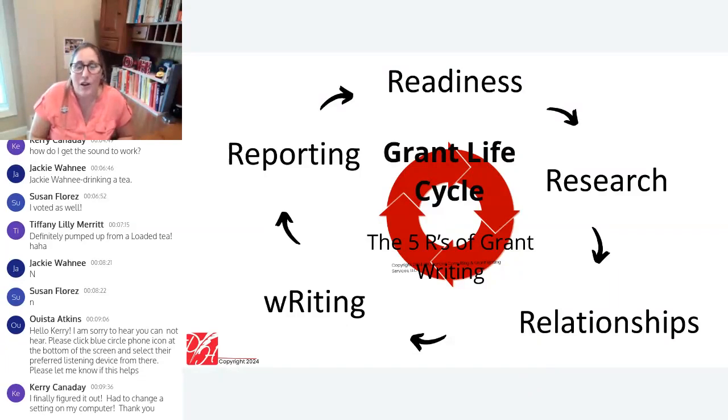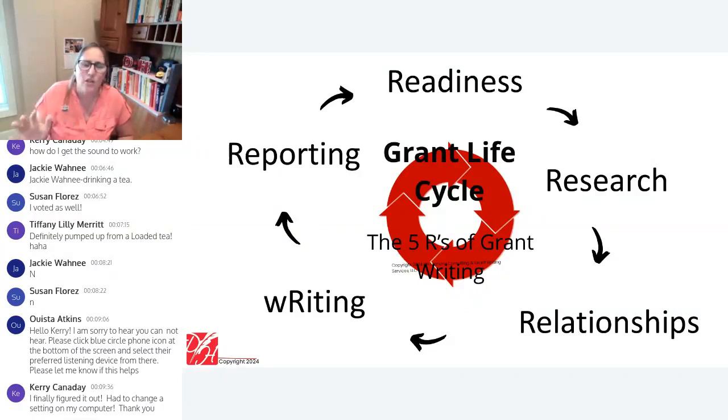The R in writing is capitalized, and that is not traditional capitalization, but we do it so that all 5 of the best practices have a capital R to help us remember them. So we're using what we learned in readiness, research, and relationships to do our writing work. It is indeed where we spend the majority of our time in terms of the life cycle.